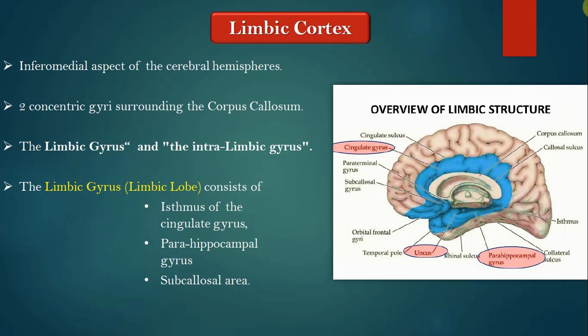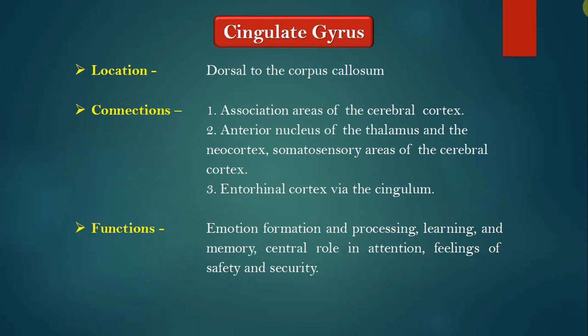Now coming to the limbic cortex. It is situated at the inferior medial aspect of the cerebral hemisphere. It consists of two concentric gyri surrounding the corpus callosum. Broca proposed two parts: the larger outer gyrus called the limbic gyrus and the smaller inner one called the intralimbic gyrus. The limbic gyrus or the limbic lobe consists of the isthmus of the cingulate gyrus, parahippocampal gyrus and subcallosal area.